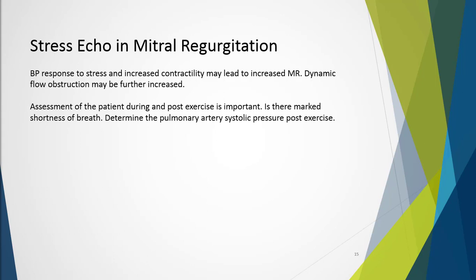The BP response to stress exercise and increased contractility may lead to increased mitral regurgitation, which may in turn put increased pressure on the lungs and raise the pulmonary artery systolic pressure. Dynamic flow obstruction may be further increased as part of increased contractility, and in some instances, decreased LV cavity size associated with peripheral dilatation will also increase this obstruction. As chordae are drawn upwards, an increase in eccentric mitral regurgitation may be seen post-exercise as part of this process.